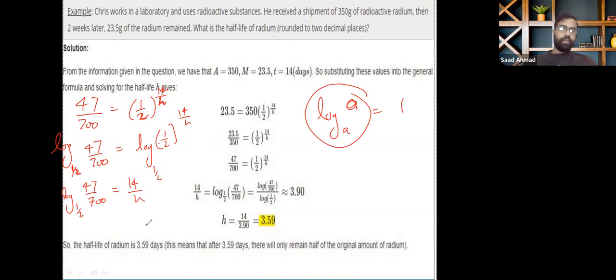What we are left with is 14/h. And now applying the change of base formula: if you have log base a of b, you can write it as log base 10 of b over log base 10 of a.